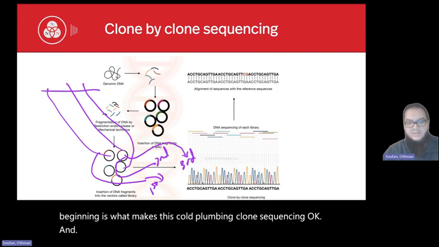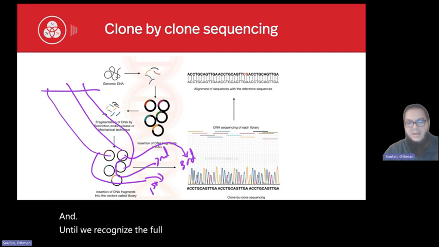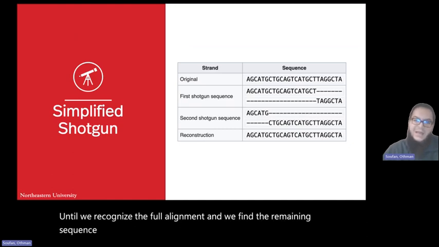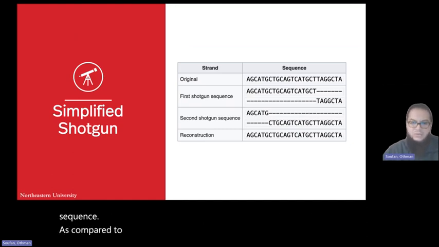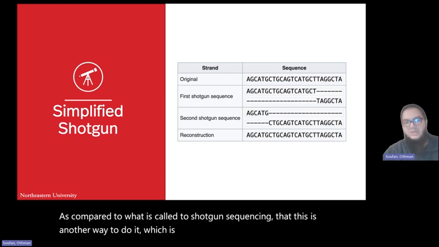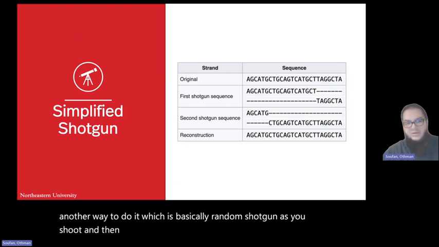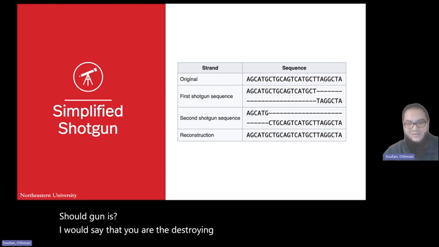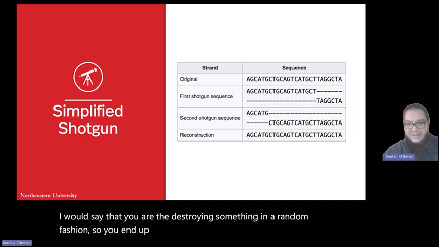Until we recognize the full alignment and we find the remaining sequence, as compared to what is called shotgun sequencing, which is another way to do it, and which is basically random. Shotgun is you shoot, and I would say that you are destroying something in a random fashion. So you end up with random reads, okay?